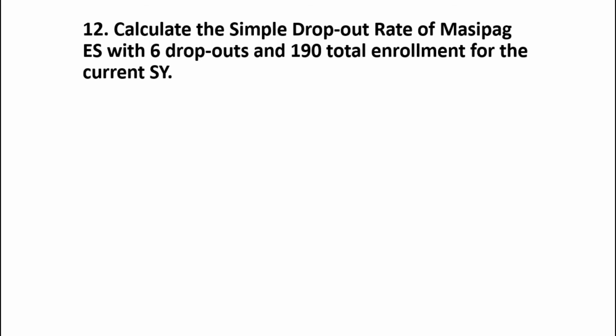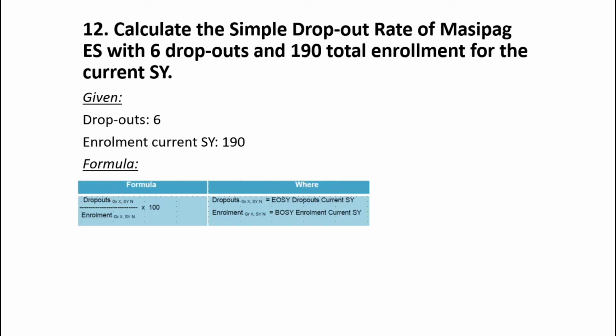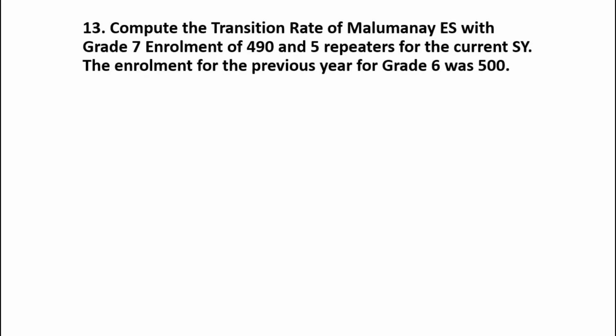Time is up. So let's look for the given dropouts of 6. Enrollment for the current school year is 190. The formula is dropouts. So end of school year dropouts for the current year all over the enrollment for the beginning of school year enrollment for the current school year. And so the answer is 3.16%. That will be the simple dropout rate of Masipag Elementary School. So let's proceed with the next one.